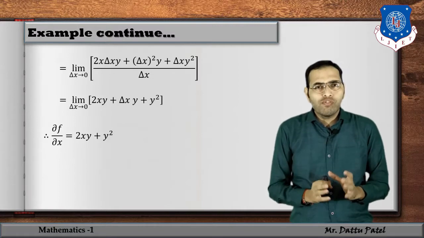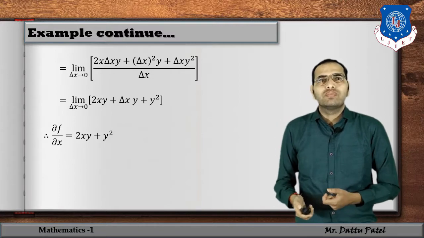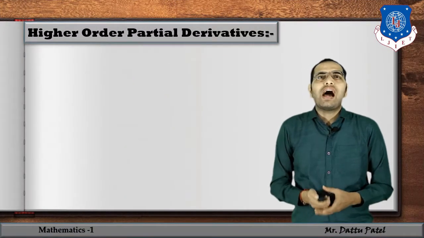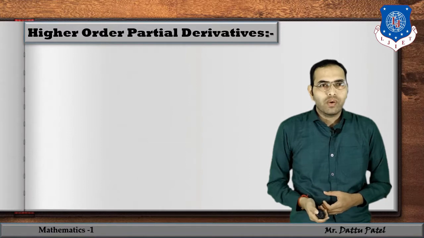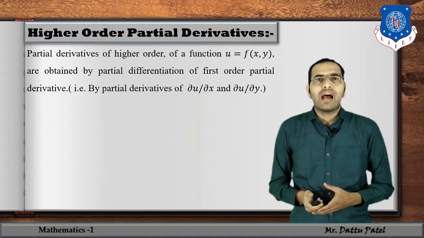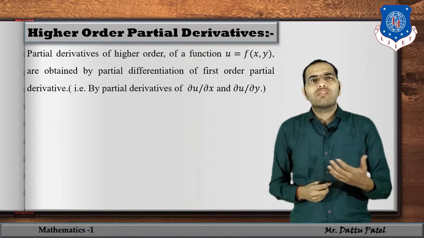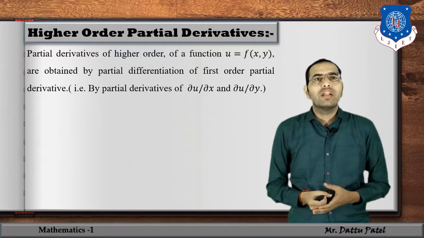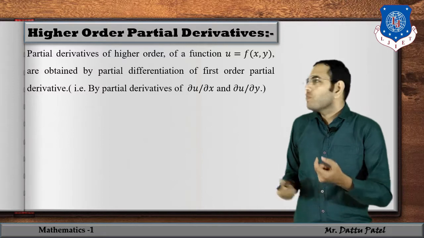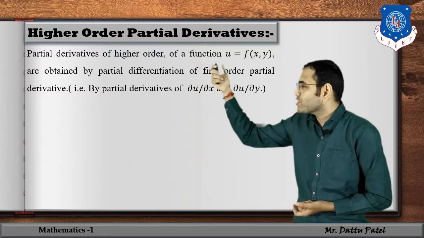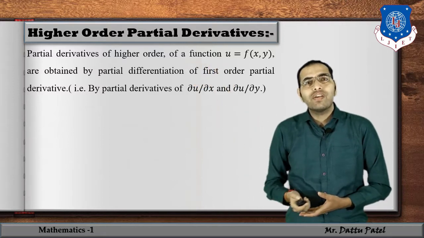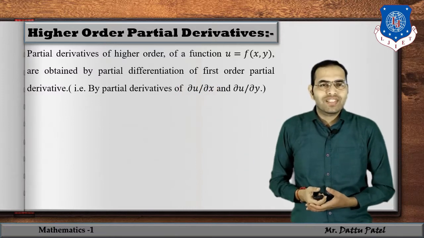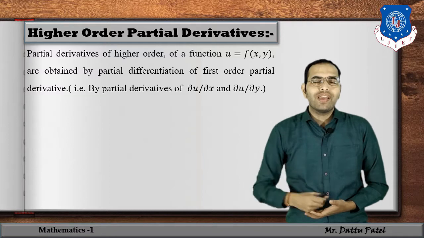It's homework, try it yourself. Now, let's see the next upcoming topic, which is higher order partial derivative. Partial derivatives of higher order of the function u equal to f of x y are obtained by the first order partial derivative. Suppose we have the function u equal to f of x y, then the first order partial derivatives are ux equal to del u by del x and uy equal to del u by del y.